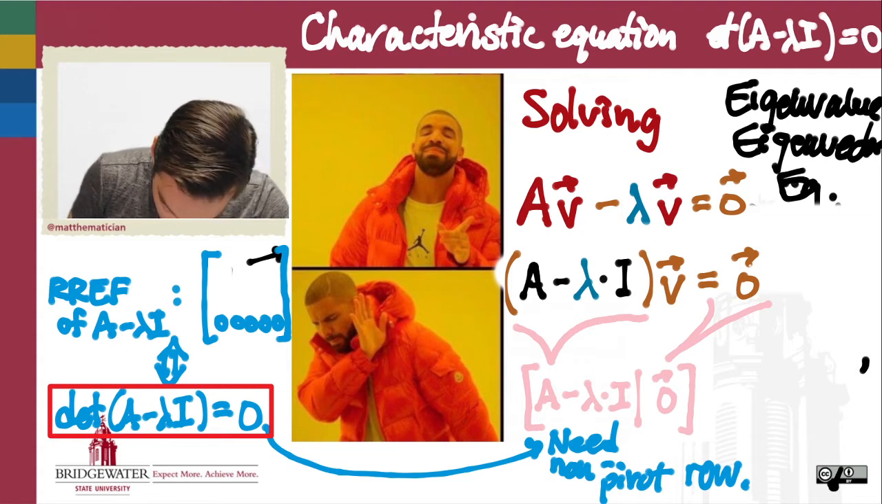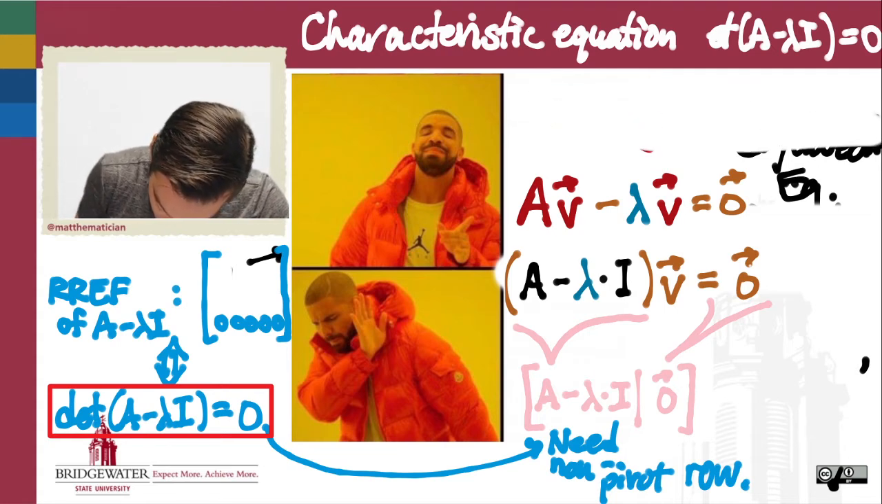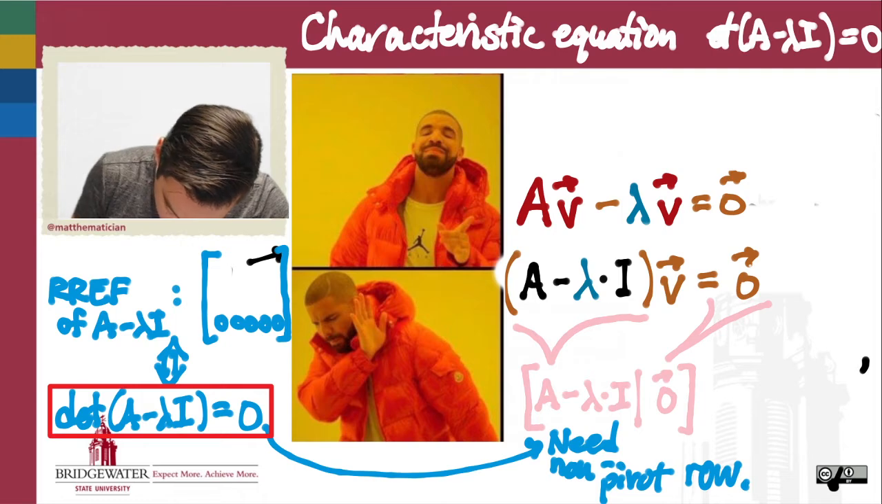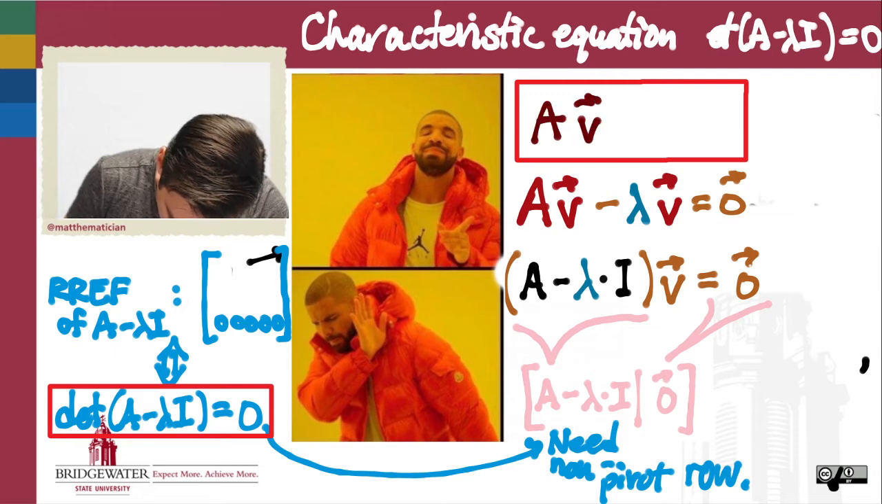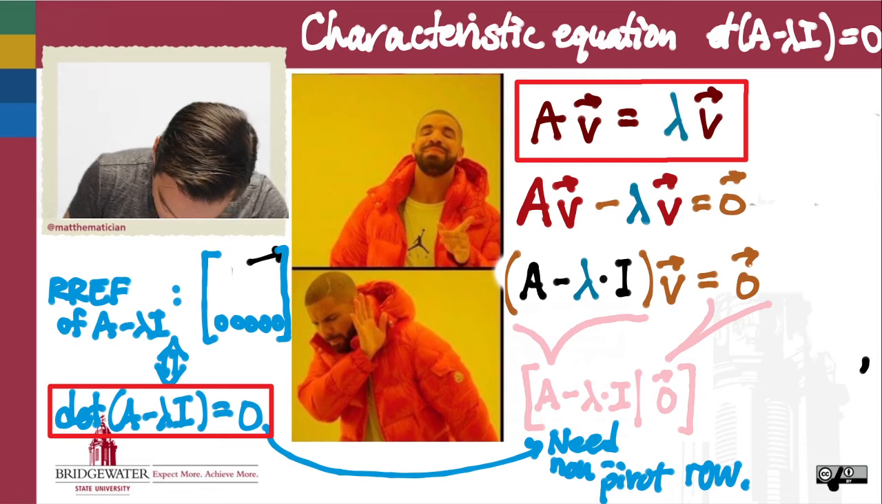And so how we use this is that we're trying to solve the eigenvector-eigenvalue equation, A v equals lambda v. The numbers lambda are going to be my eigenvalues.